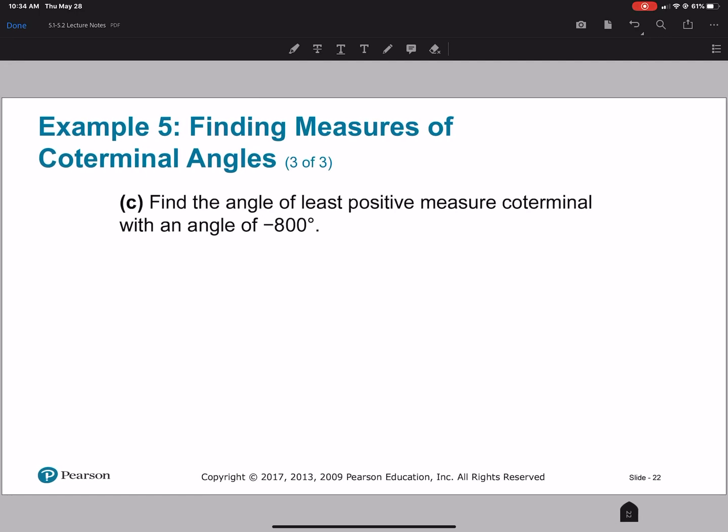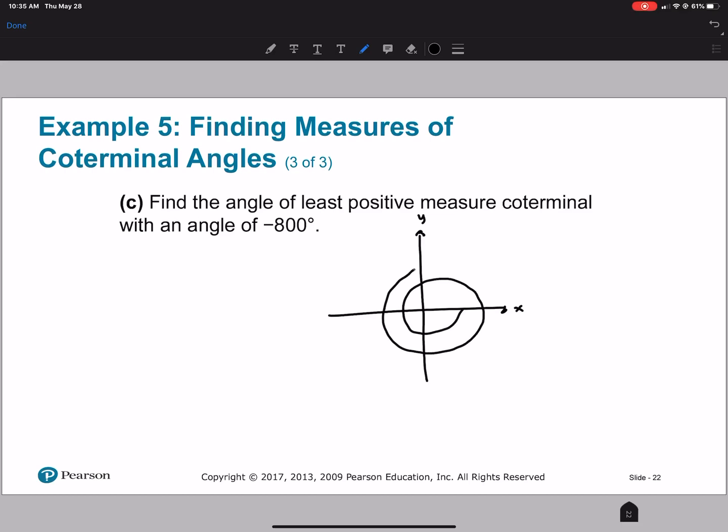So it says find the least positive measure coterminal angle with negative 800. Now, I'm about to do the same exact thing. So I draw my plane. The whole point of drawing this is, this is the X, this is the Y, of course. Now, we know that if I go around, this is 360, go around again, it is what? 720. So if I got negative 720, I need to go how many more? 80 more.